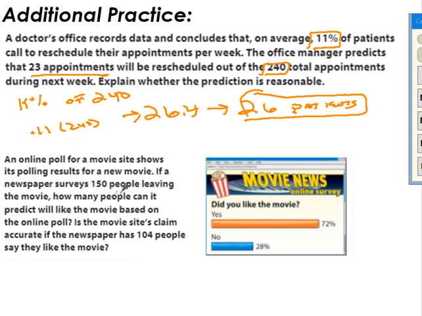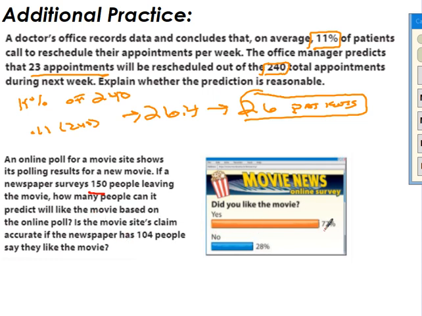An online poll for a movie site shows its polling results for a new movie. So for this new movie, 72% of the people liked it, 28% of the people didn't. If a newspaper surveys 150 people leaving the movie, how many people can it predict will like the movie based on the online poll? Is the movie site's claim accurate if the newspaper has 104 people say that they like the movie?